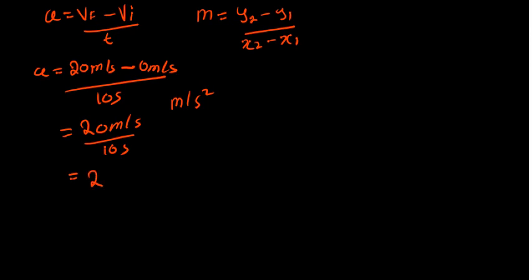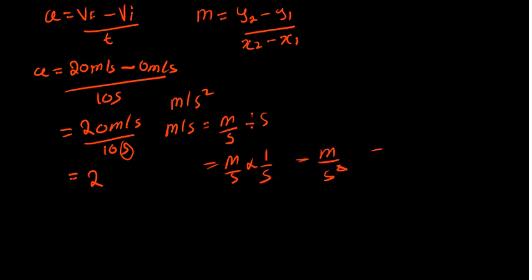And these units that we have here, remember, meters per second is the same as saying meters over second. And we are dividing it by another second here. So you can interchange this: you can have meters over second multiplied by 1 over second. What do you get? Meters over second squared, which is just equal to meters per second squared. Interesting.